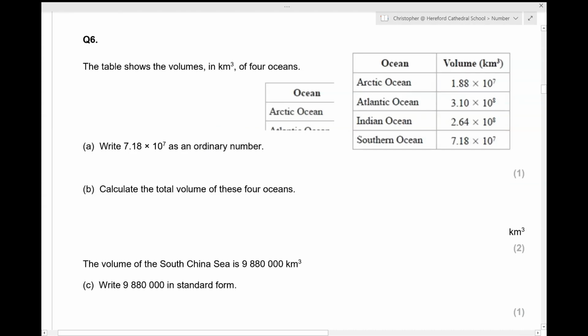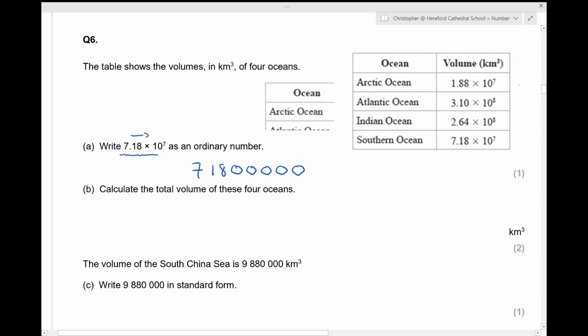Question 6. Now my table's gone a bit wrong, but you can see it all right there. Part A has nothing to do with the table. You need to write this number as an ordinary number. So I'm going to move the decimal point 7 places that way. Well, 2 of the hops are going to be jumping over the 1 and the 8, leaving me with 5 more hops, so 5 more zeros.